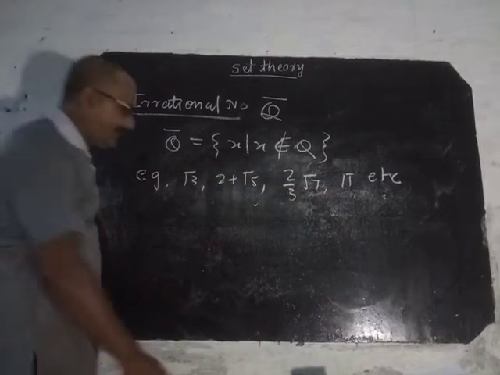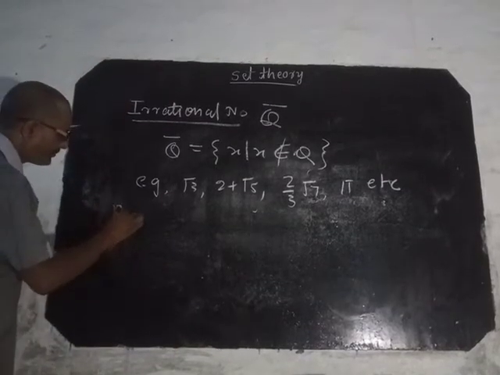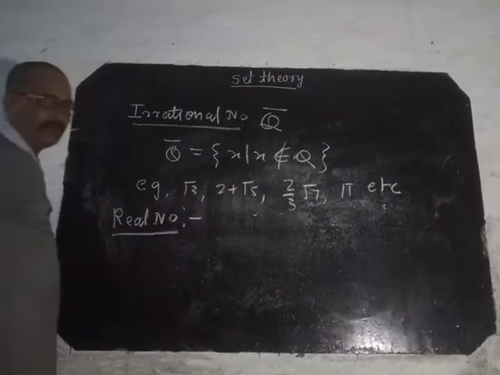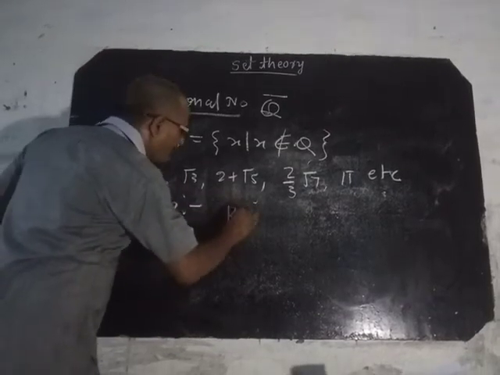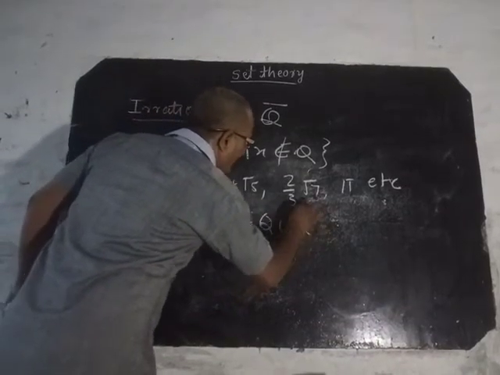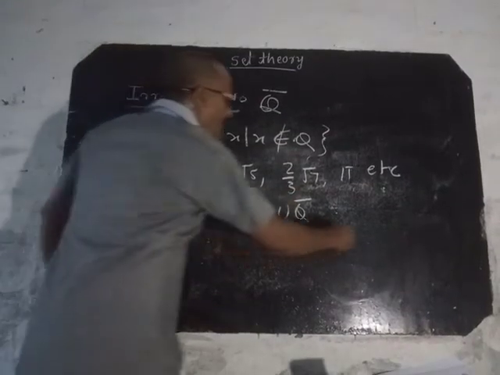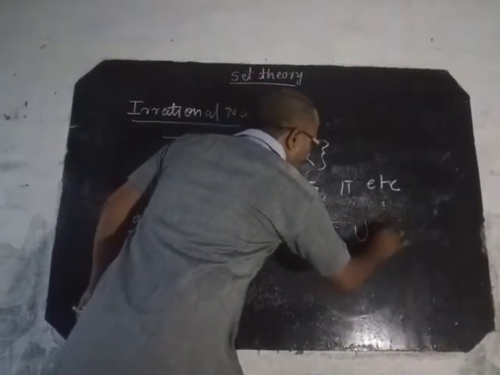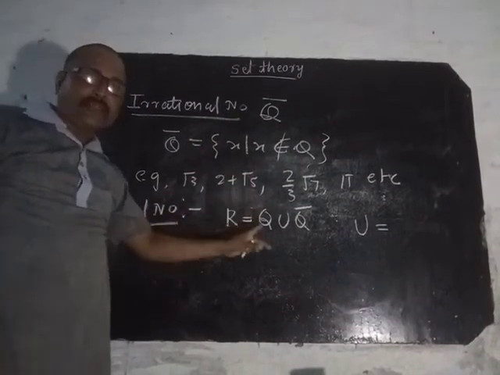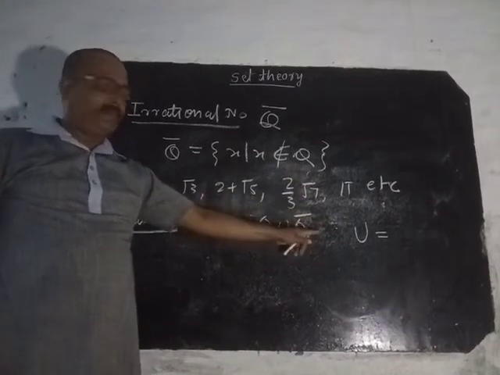Next point, real number. What do we mean by real number? All rational and irrational numbers are known as real numbers. This is the sign of union. Union. You know the meaning of union? It means all rational and irrational numbers together are known as real numbers.